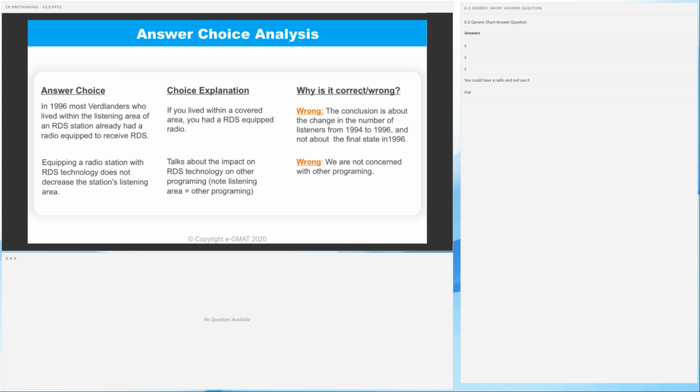Let's look at choice C. Equipping a radio station with RDS technology does not decrease the station's listening area. Okay. What's the listening area with regards to RDS programming if a station does not have RDS technology? Can a station transmit any RDS programming without RDS technology? Yes, no? No. So if equipping a station with RDS technology impacts the range, what kind of programming does it impact? RDS or non-RDS?